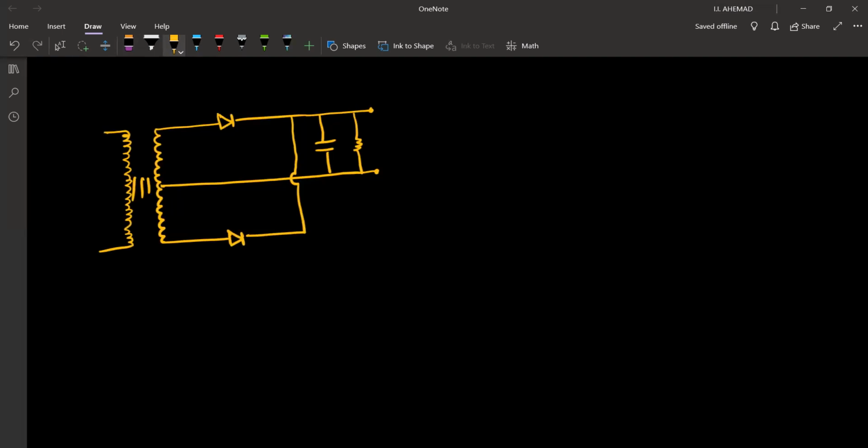So this is a transformer. In the transformer, in the secondary coil, we have tapped the center to the output. And on the other two ends, we have two diodes connected. When current is induced in the secondary coil, let's say the current is induced in the downward direction.